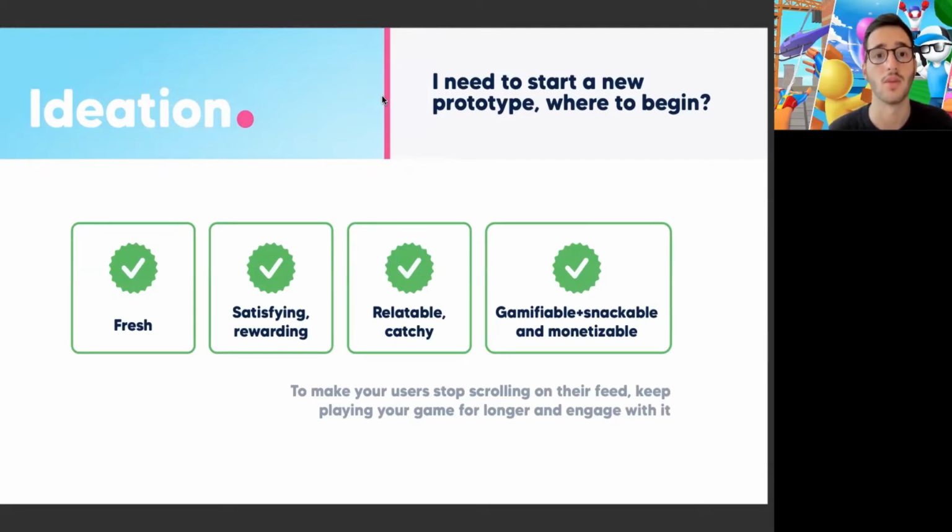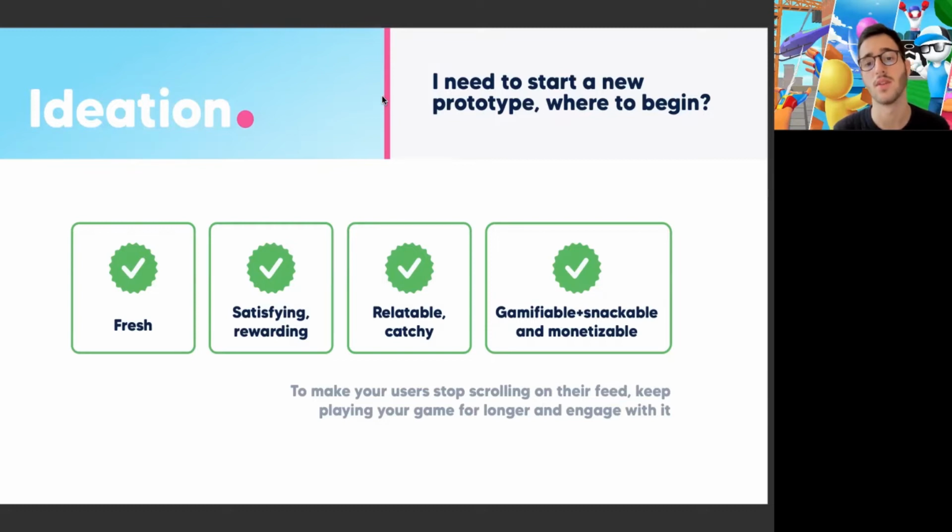Satisfying and rewarding, obviously, we know about this part. It has to have something that satisfies your brain in some kind of way, whether it's a puzzle mechanic or an ASMR game. Relatable and catchy: today more than ever, we talk about TikTokable games. You need to have themes that talk to people, whether it's superheroes, TV shows, or strong themes in general that people relate to and are excited about.